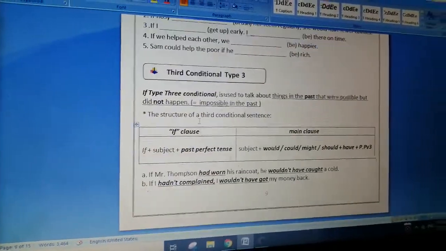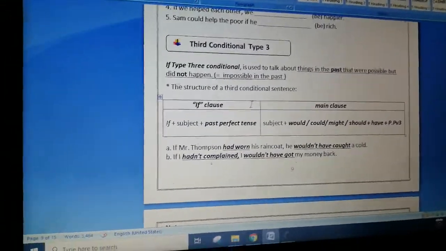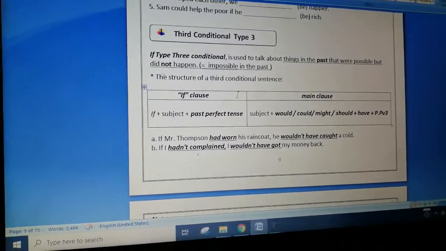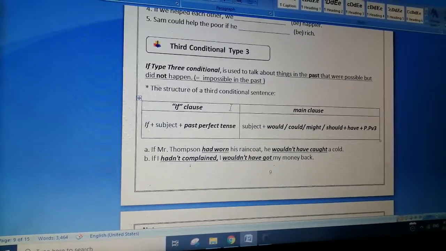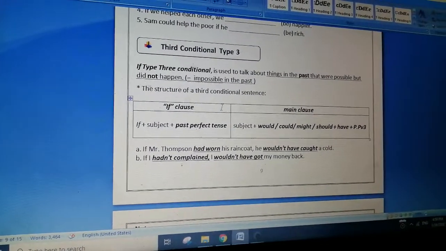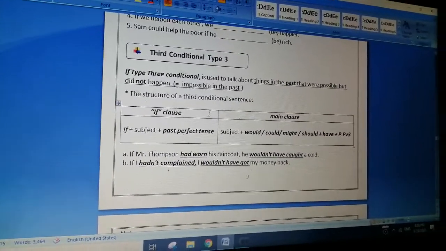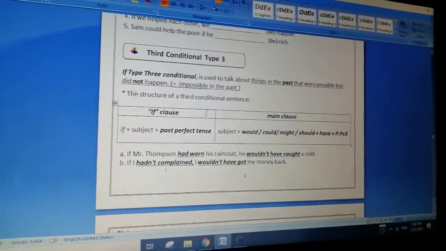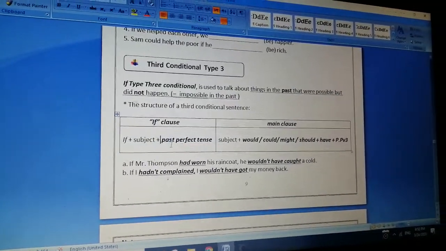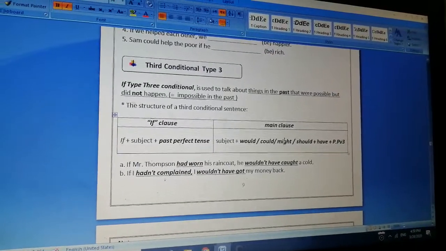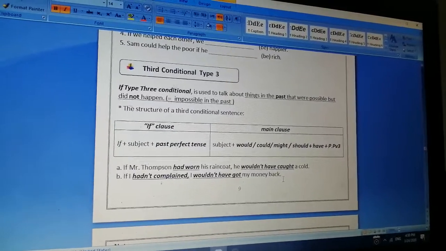Now the third type, or third conditional, type 3. This one is used to talk about things in the past that were possible but did not happen. Example of it, if I had bought that car, I would have got more money. If I had studied more, I would have got a full mark. So you can see that in the if clause we used past perfect, and in the main clause we used would or could or might or should, followed by present perfect, which is have plus past participle, or verb 3.